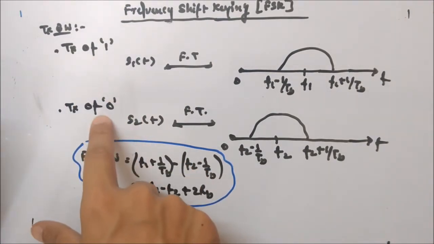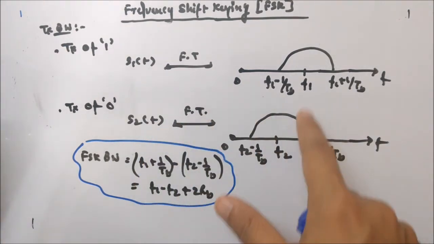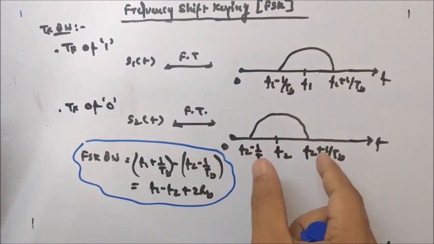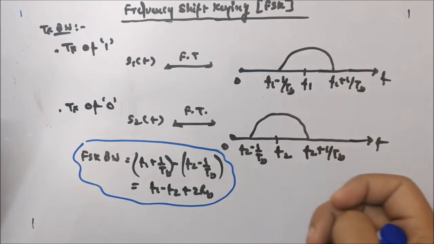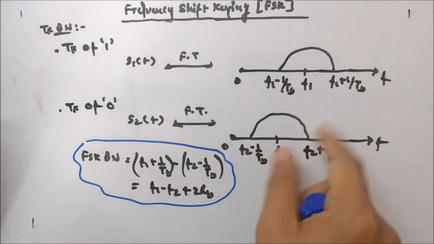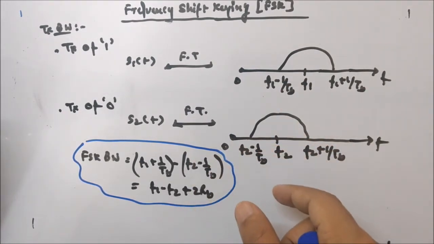If you send bit 0, you will have a different frequency f2, and f1 was greater than f2, that is why it will be the same signal but shifted a bit toward the 0 side. So because f1 is greater than f2, it will look the same but be slightly shifted to the left side.